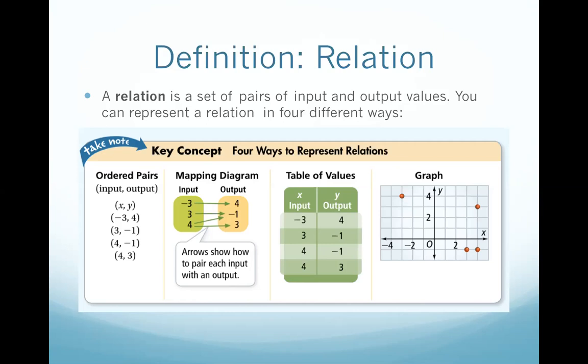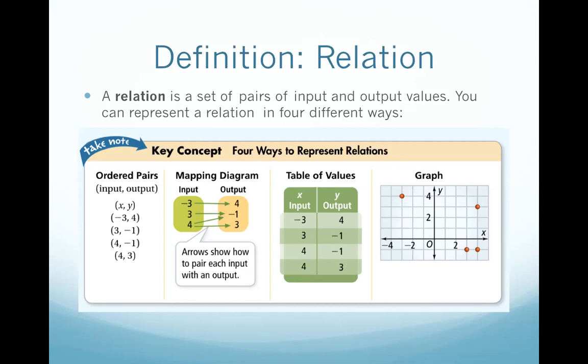Okay, our next type of relation that we can draw out is called a mapping diagram, where we have our inputs listed and we have our outputs listed. And the arrow shows which input goes to which output. So our first input, -3, has an arrow pointing to 4. That tells me when I take -3 as my input, the result is 4. So another way to describe output is as the result. Okay, when my input is 3, my output is -1.